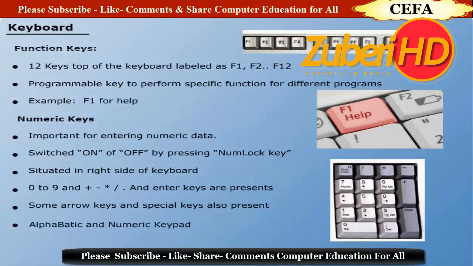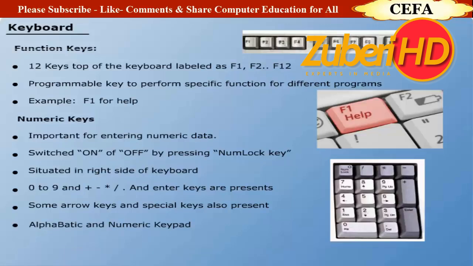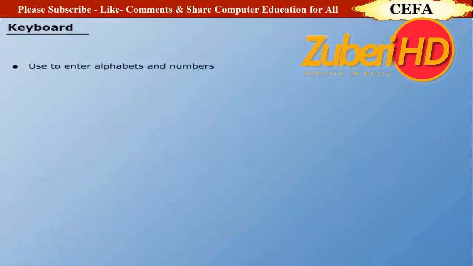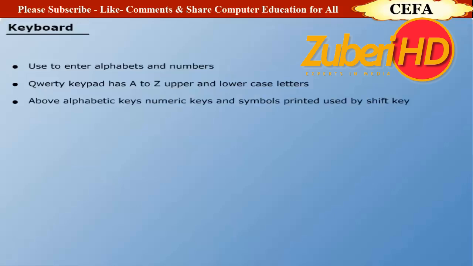Alphabetic and numeric keypad. Alphanumeric keypad has alphabetic keys and numeric keys. This is a standard keypad and is similar to a typewriter. These keys are used to type the character data as well as numeric data. It has QWERTY keypad and is used to enter A to Z alphabets both in upper and lower case letters. In the above keypad, alphabetic keys, 0 to 9 numeric keys are present, and some symbols are printed and can be used by using the Shift key.